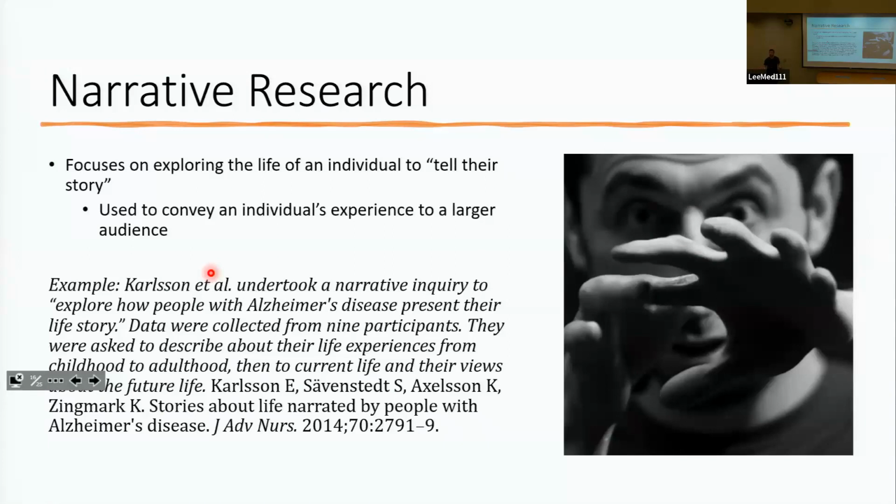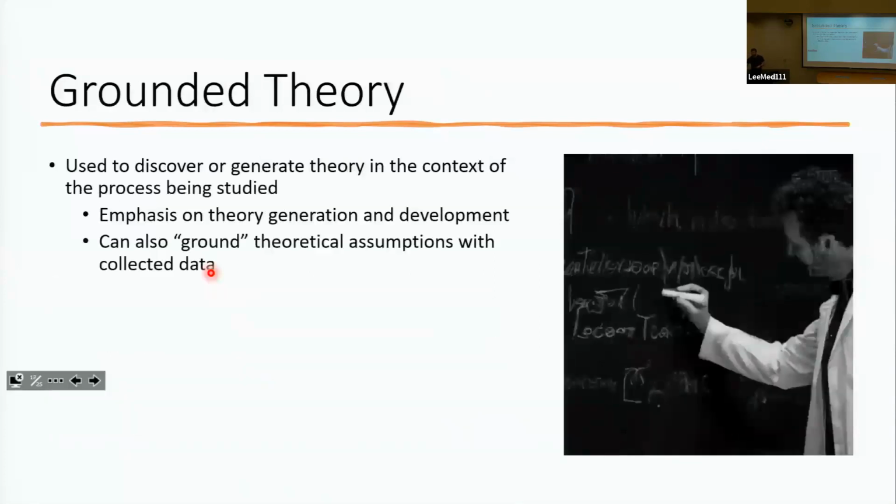It's important for us to be able to know these things. This is one way where you can get at it. Grounded theory research is used to discover or generate the theory in the context of the process being studied. So here the emphasis really is on theory generation and development.